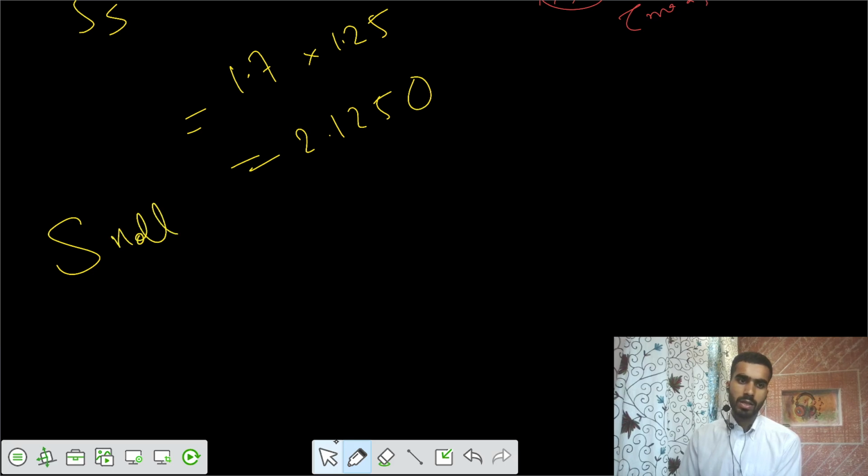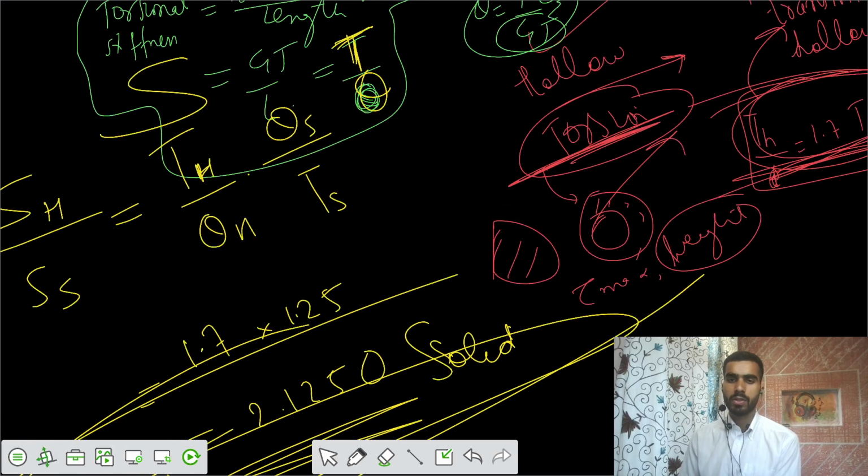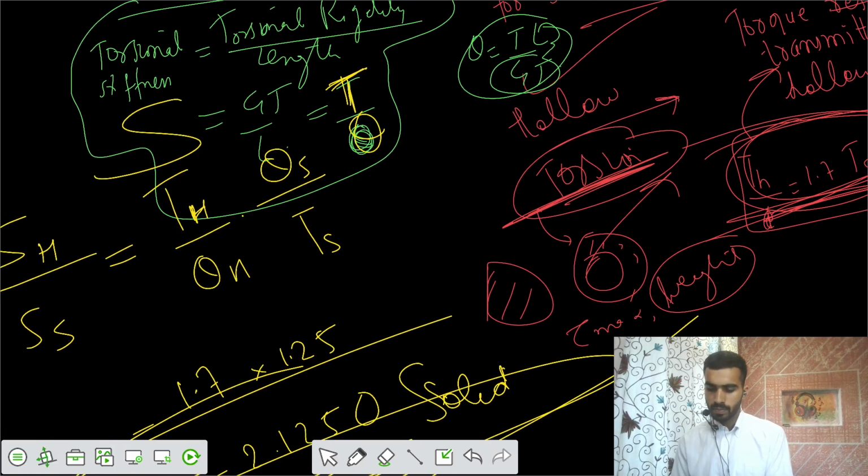The stiffness of the hollow section is more as compared to that of solid for the same set of conditions. So you can say your hollow section is best among the two.